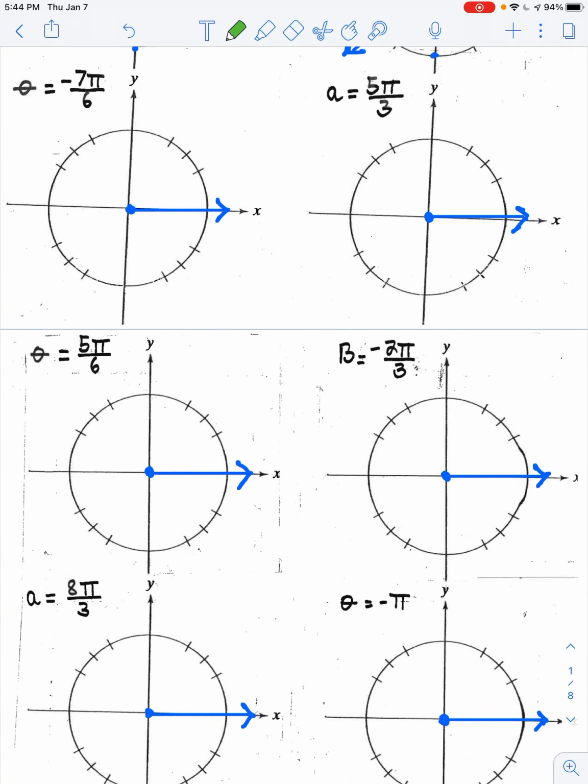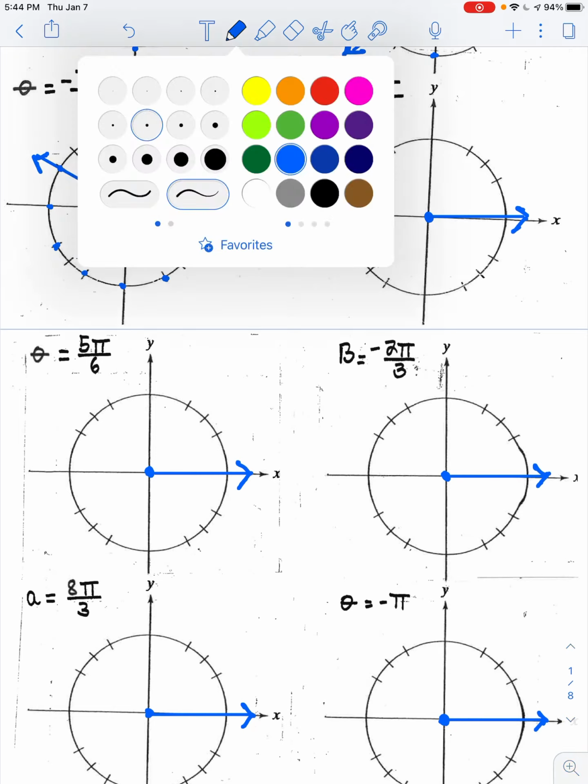Now we've got negative 7 pi over 6. So now we're counting by multiples of pi over 6. Remember, there are 3 multiples of pi over 6, or 30 degrees, in each quadrant. I want to go clockwise because my angle is negative. So from my initial side, that would be 1, 2, 3, 4, 5, 6 pi over 6, 7 pi over 6. So I would draw through like that, and I would draw my angle and my arc.